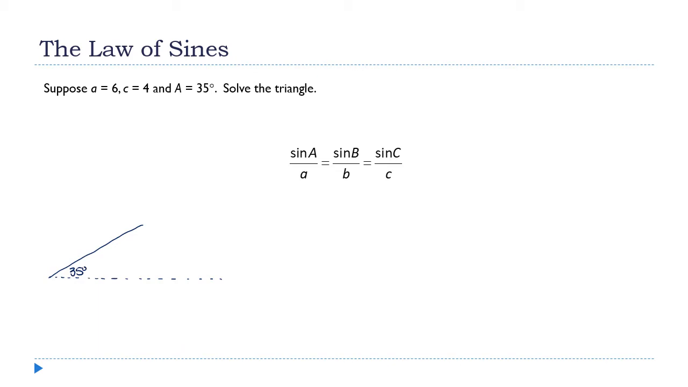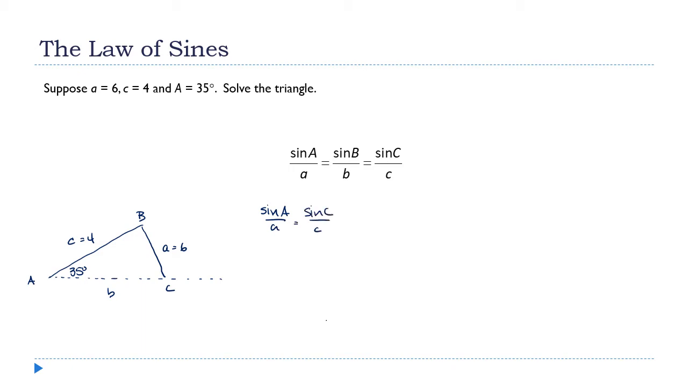This is going to be side C, so this is 4. And this side here, this is side A, so that's 6. So these two will be B, and this will be angle C. All right, so I'm going to follow the same program, right? I'm going to go after angle C first. So I'm going to say the sine of A over A equals the sine of C over C.